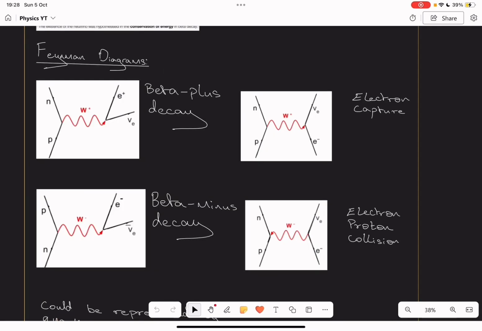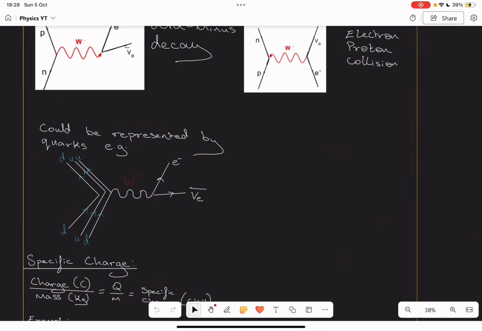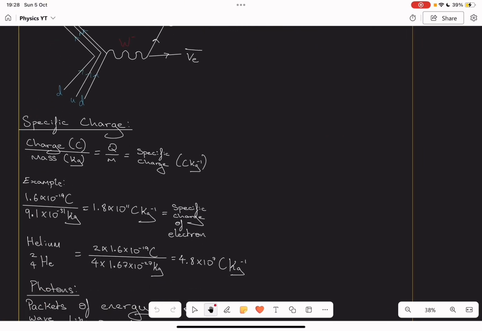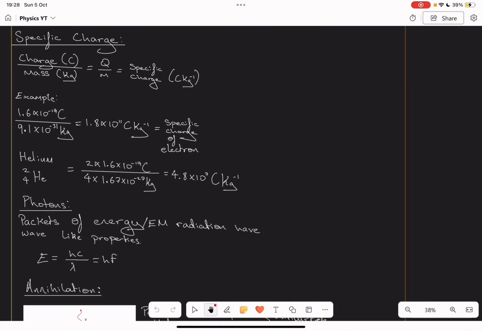These are some of the Feynman diagrams. So the first one is beta plus decay, the second one is electron capture, the third is beta minus decay, and the fourth is electron-proton collision. They can also be represented by quarks. Next up, we have specific charge. This is charge over mass. So these are some of the examples, as you can see.